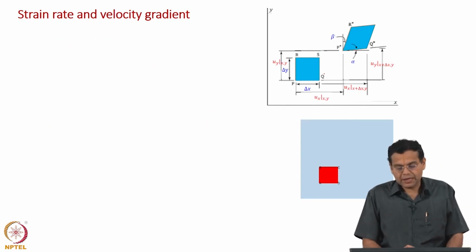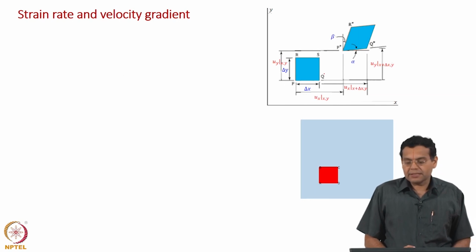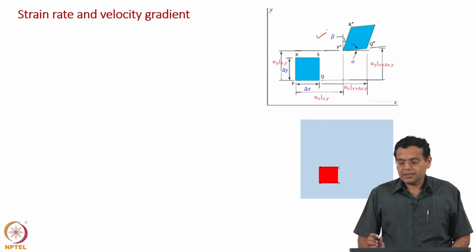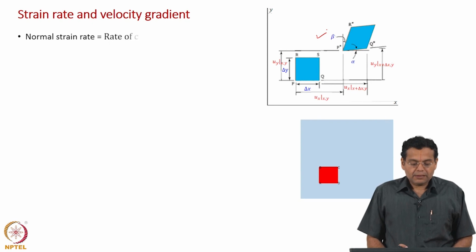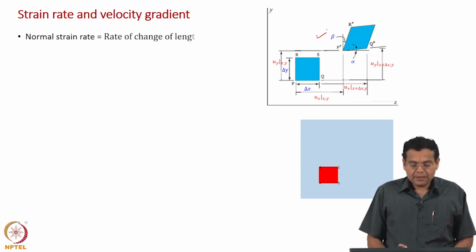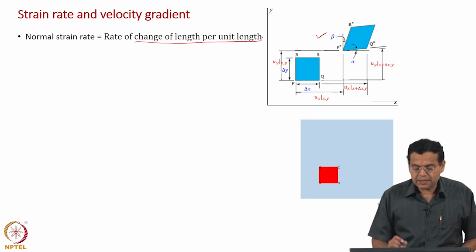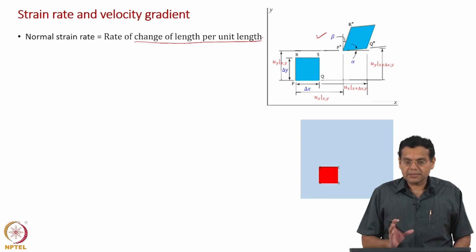Okay. So, now we are ready to derive the relationship between strain rate and velocity gradient. The same figure is shown here, just colored in blue to get a feel that we are looking at a fluid element. Let us see how we derive. The normal strain rate is the rate of change of length per unit length. Change of length per unit length is the normal strain, so the rate of change of length per unit length is the normal strain rate.